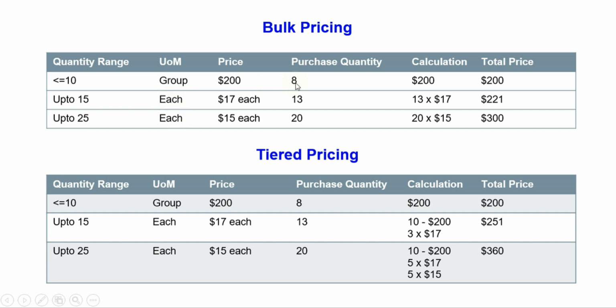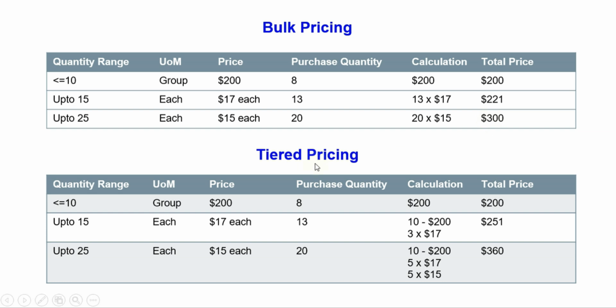Let's say quantity purchased is 8. In that case, total price will be a flat $200 due to group as the unit of measurement. If quantity purchased is 13, total price will be the multiplication of each item price with quantity. The same is true if quantity purchased is 20.